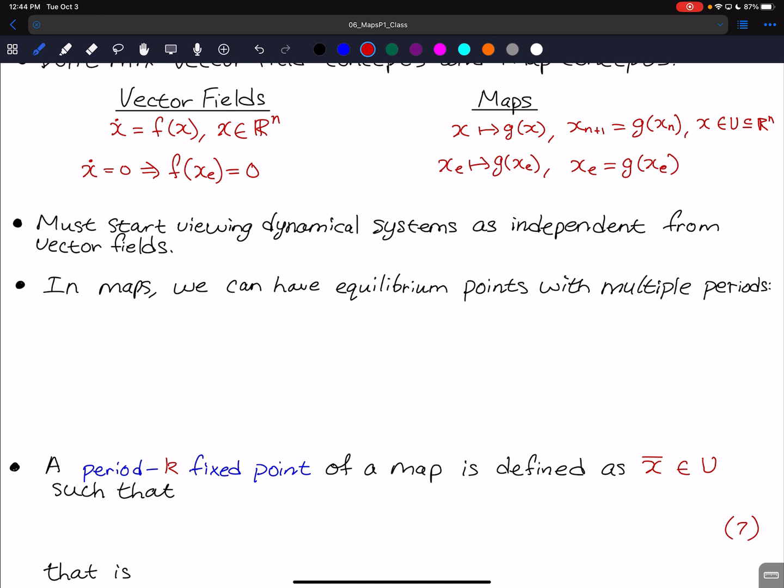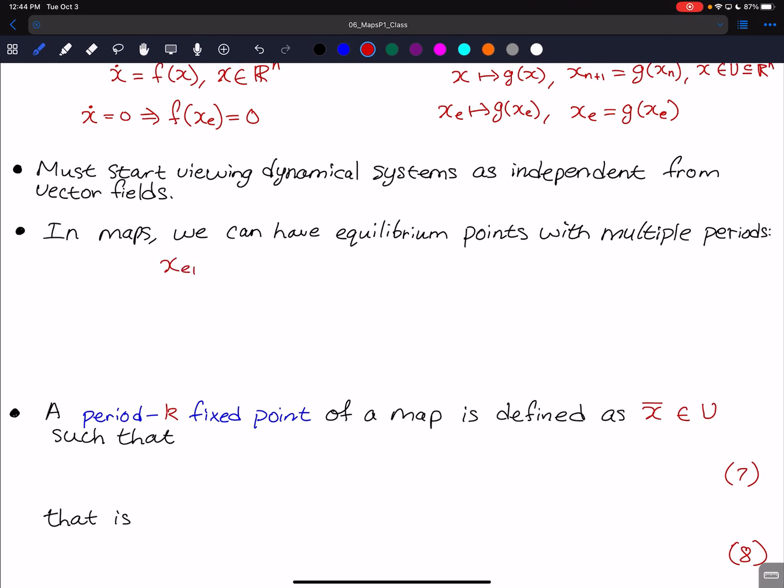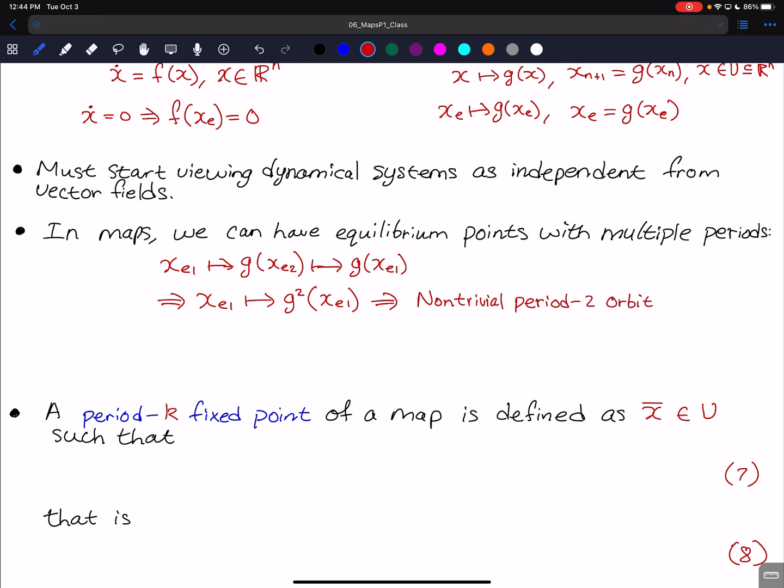So, for example, if we have an equilibrium point xe1 that is mapped from g applied to xe2, which is mapped from g applied to xe1, you can rewrite this as xe1 is mapped from the second iterate of g, or g squared, xe1 here. And we can call this a non-trivial period 2 orbit, or fixed points, I guess.